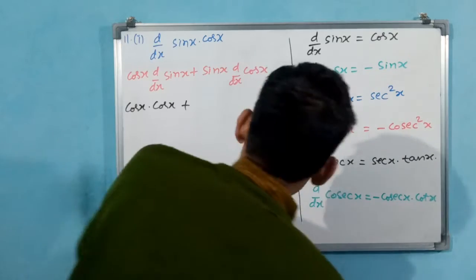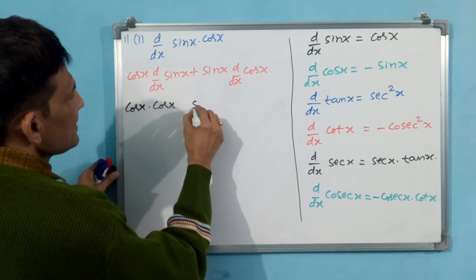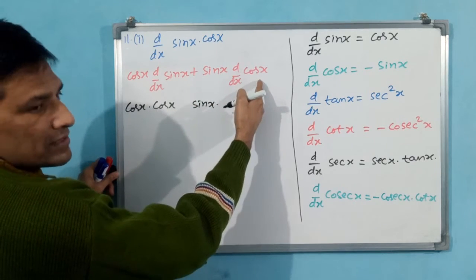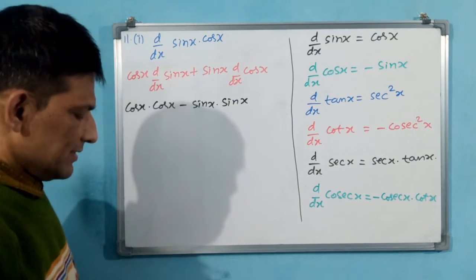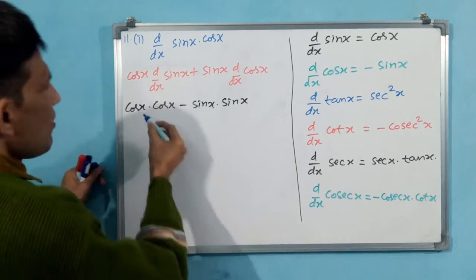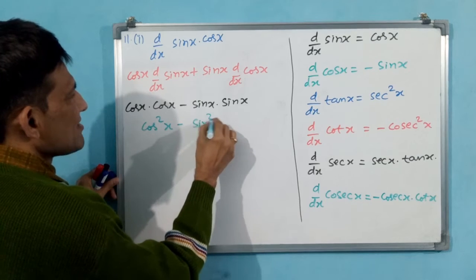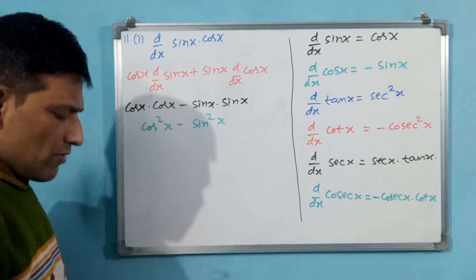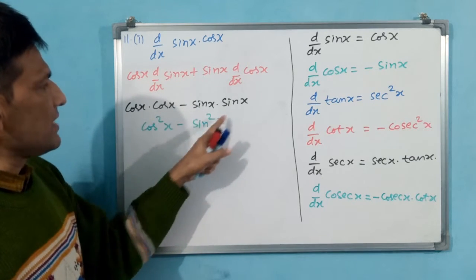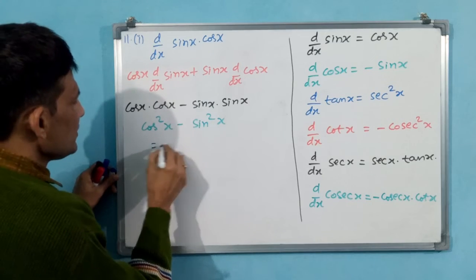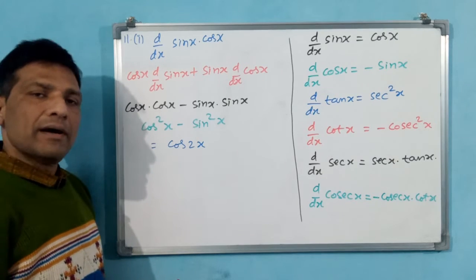Plus I am not writing. Why? Because here minus is going to come. sin x times d by dx of cos x is minus sin x. That minus I am transferring here. I am writing here minus sin x. Now you see, cos square x minus sin square x. This, you know, is cos 2x.